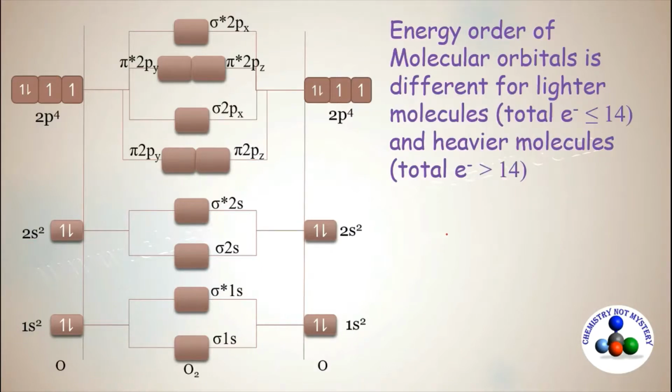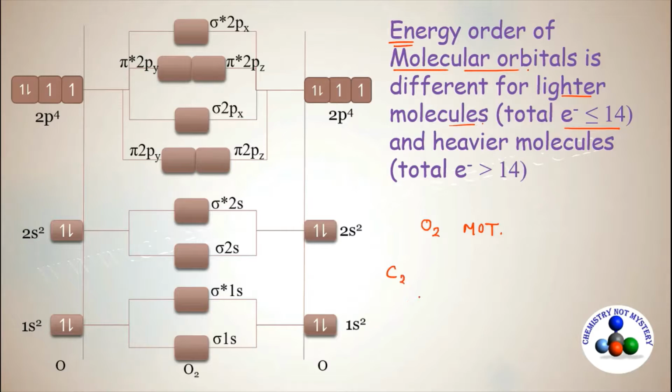If you want to study the formation of the O2 molecule according to molecular orbital theory, you have to remember one thing. Molecular orbitals don't follow the same energy order as atomic orbitals for all molecules. It has a different energy order for lighter molecules and for heavier molecules. Lighter molecules means those in which the total electron count is less than or equal to 14.